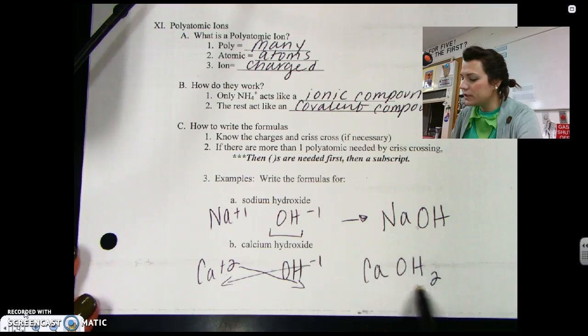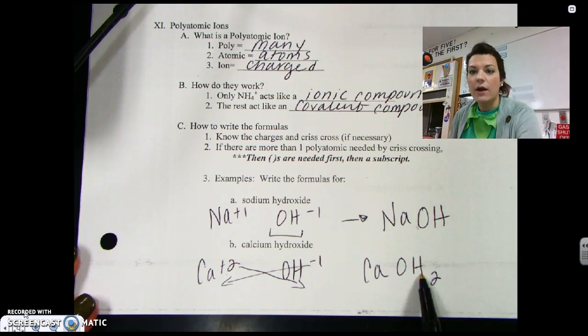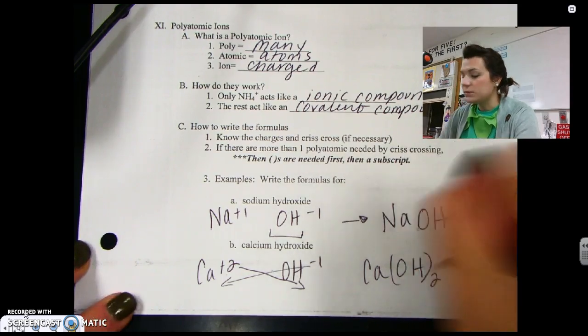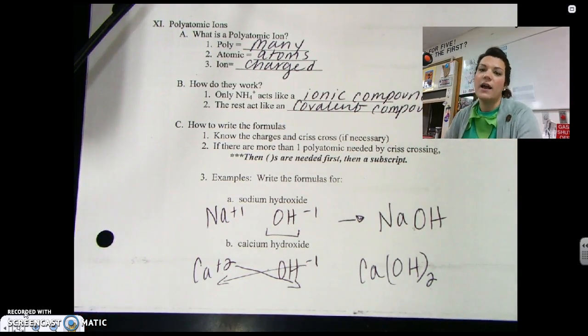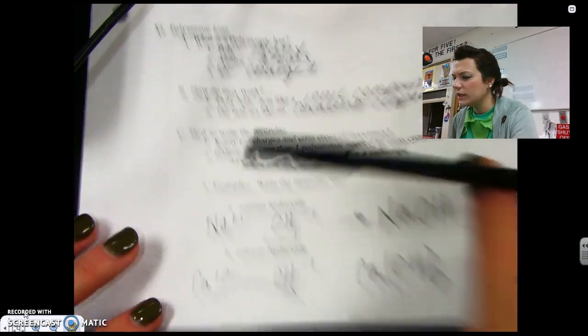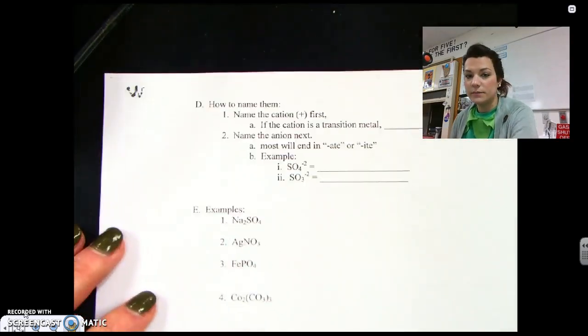If I don't put this polyatomic ion in parentheses, this 2 just indicates I only have 2 hydrogens. However, I also have 2 oxygens, and that's why I need those parentheses there to indicate that I have 2 oxygens and 2 hydrogens, okay? And that's kind of what I'm talking about with the parentheses. So that's how you write the formulas.